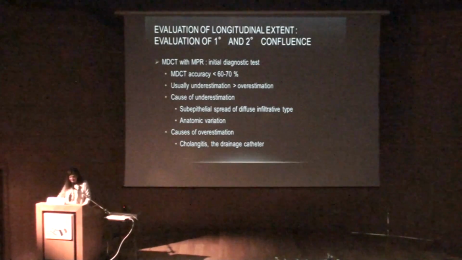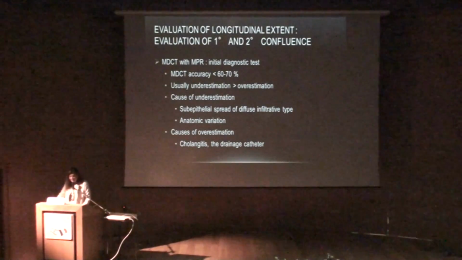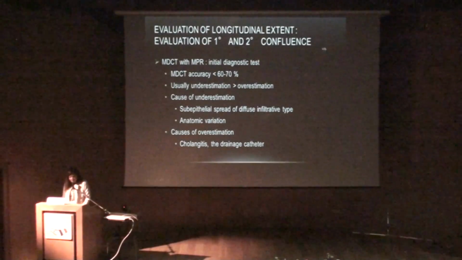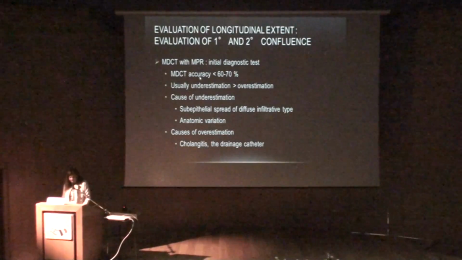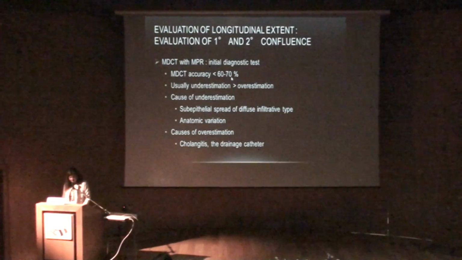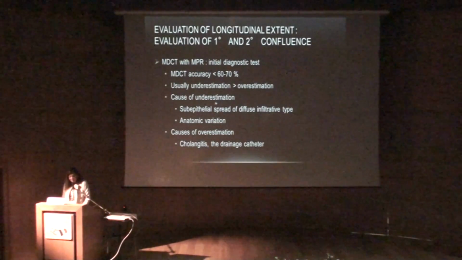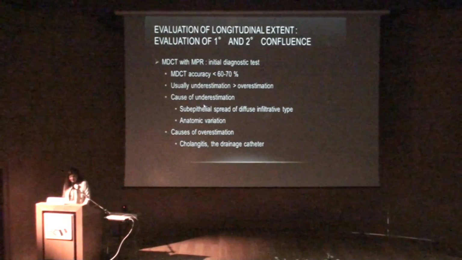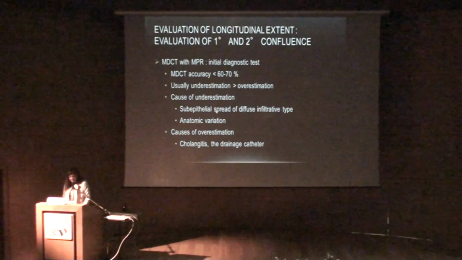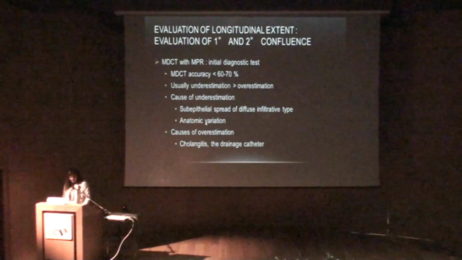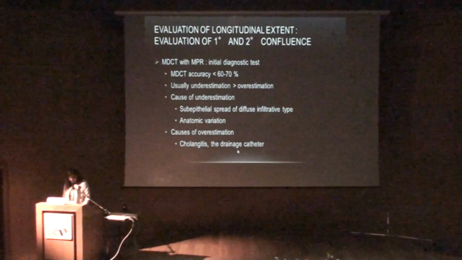Evaluation of longitudinal extent. That means that you are going to evaluate the first and second confluence of bile duct. You can do CT with MPR at initial diagnosis test, and the accuracy for that is less than 60 to 70%. Usually, underestimation is more common than overestimation. Why? Because you don't see this subepithelial spread of diffuse infiltrative type, and because you don't see really anatomic variation. And the causes of underestimation are cholangitis and drainage catheter.